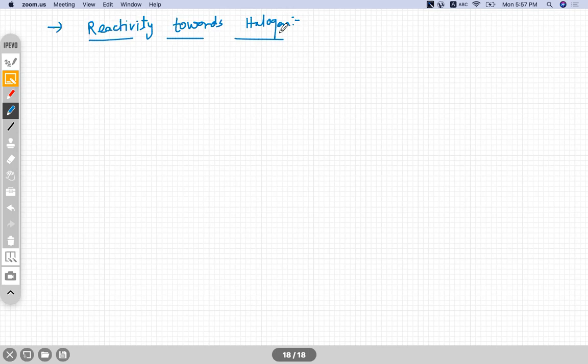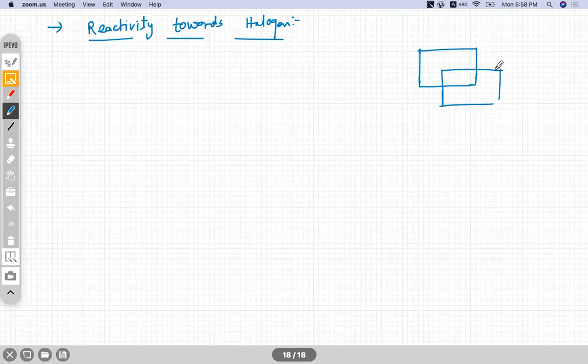Reactivity towards halogen. I forgot to discuss one thing. NaCl type structure means what? This in detail you will study in solid state. In NaCl, Na plus and Cl minus are present in a cubic crystal system. They arrange like this, don't draw this, just see it.